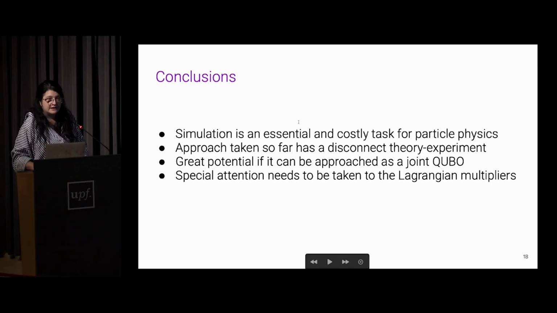Simulation is really an essential and very expensive part of the particle physics pipeline. The approach that we take so far seems rather disjoint, and we would like it not to be. It has very good potential to be approached as a joint QUBO, but again, we have to take care of the formulation and the choice of multipliers, and we really hope we could get your feedback here.